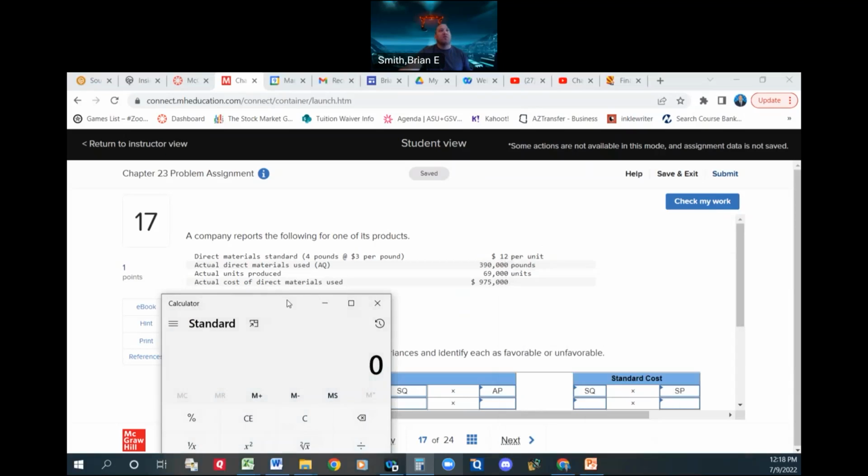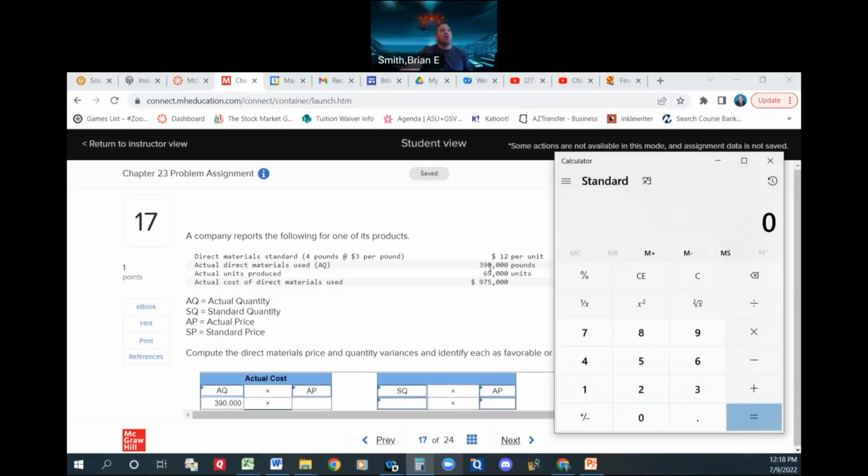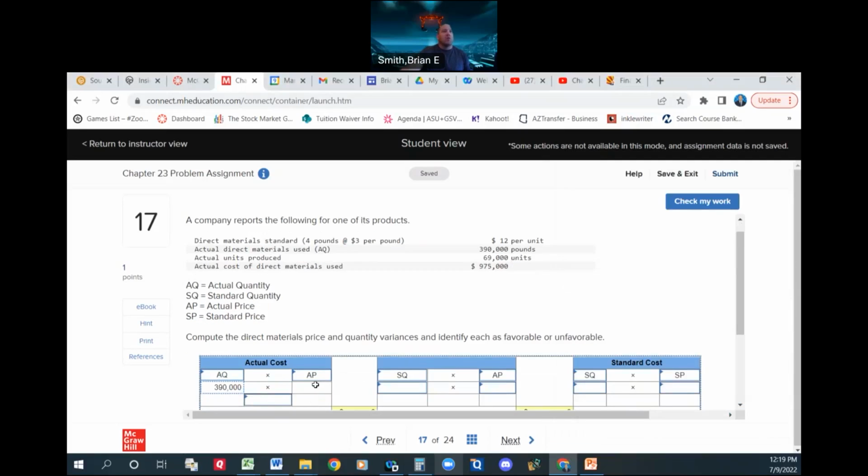Actual cost of direct materials used. So if we produce, let's go 975,000. Whoops, I missed the 9. And we're going to divide this by our 69,000 units. We're looking at about $14.13 was our actual price. Oh, it wants us to put in our actual cost, and I guess it's going to do that for us.